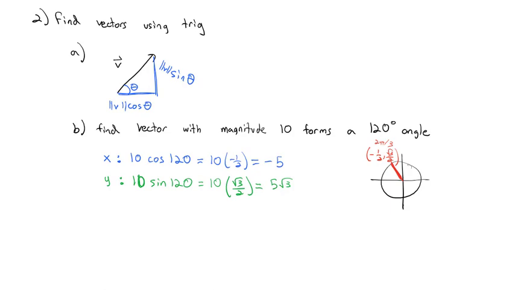And so for our final vector that has a magnitude of 10 and is going to form a 120-degree angle, it's going to be negative 5, 5 root 3, or negative 5i plus 5 root 3j.